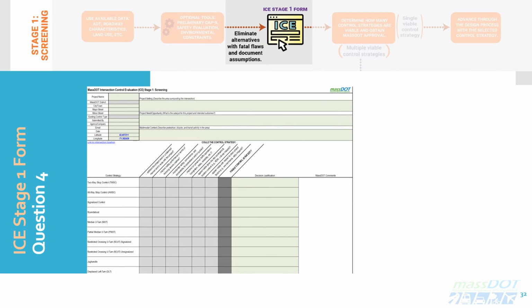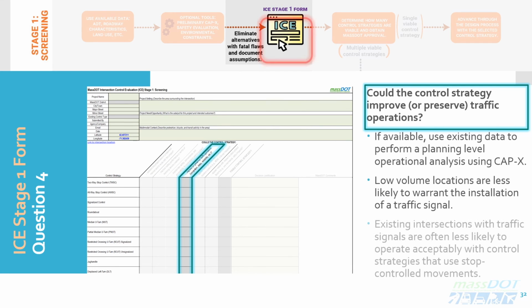The fourth question on the ICE Stage 1 form reads, could the control strategy improve or preserve traffic operations such as congestion, delay, or reliability? This question can be answered using CAPX to obtain planning-level operational results if traffic counts data is available. If data is unavailable, consider the current anecdotal congestion observations or nearby traffic volumes.